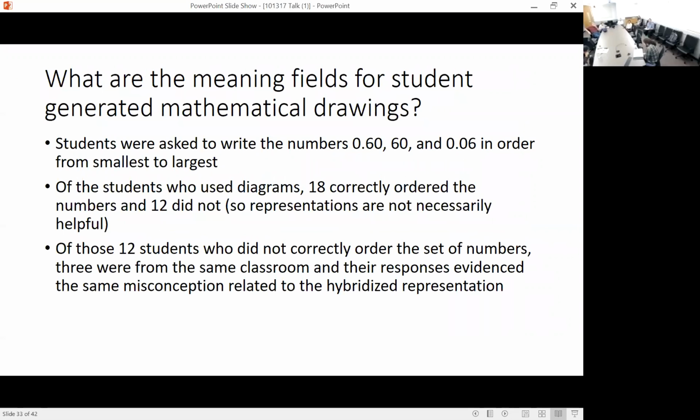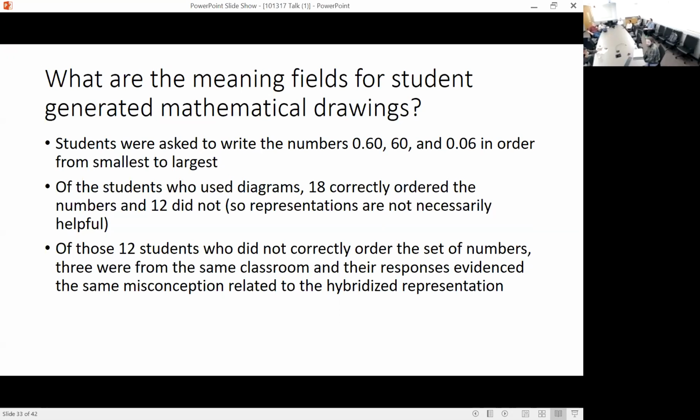To answer the second question, students were asked to write numbers like 6/10, 60, and 6/100 from smallest to largest. Of the students who used diagrams, 18 correctly ordered the numbers and 12 did not. Of those 12, 3 were from the same classroom, and their responses evidenced the same misconception, where it's this hybridized model.